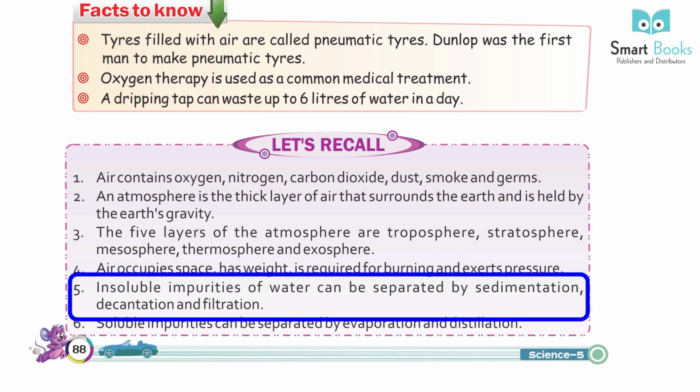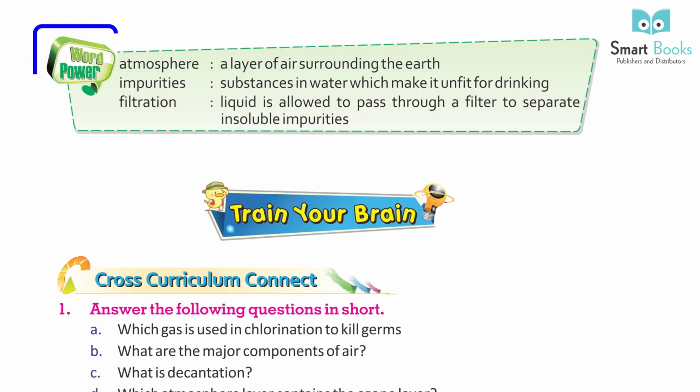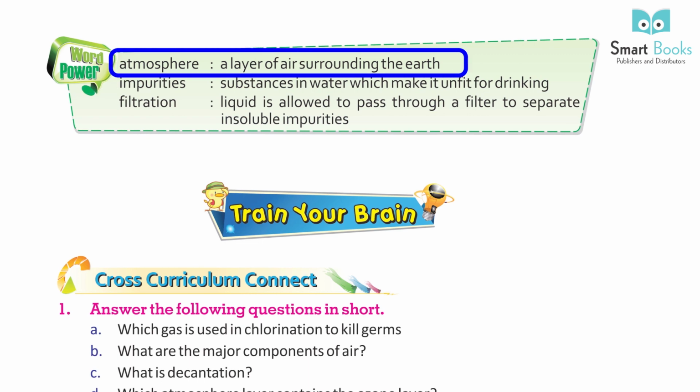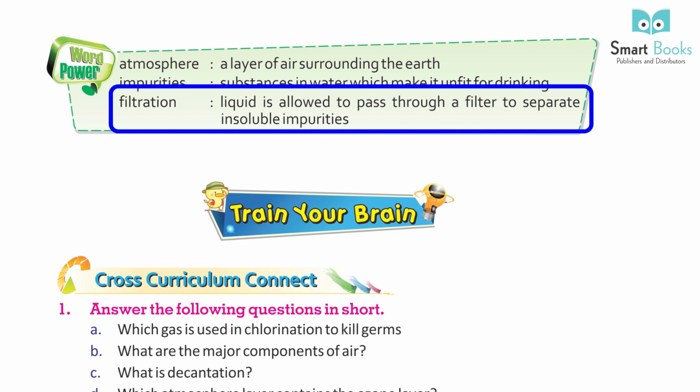5. Insoluble impurities of water can be separated by sedimentation, decantation and filtration. 6. Soluble impurities can be separated by evaporation and distillation. Word power. Atmosphere, a layer of air surrounding the earth. Impurities, substances in water which make it unfit for drinking. Filtration, liquid is allowed to pass through a filter to separate insoluble impurities.